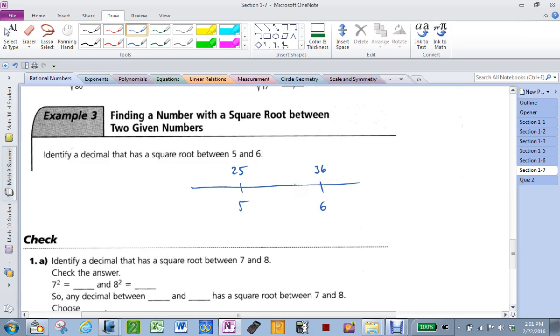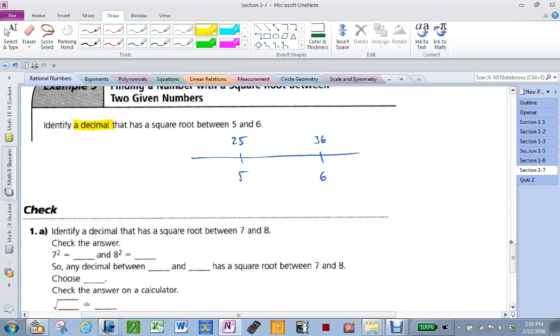Now, guys, answer me this. How many decimals are the right answer? Infinite. So any decimal between 25 and 36 will give me a square root between 5 and 6, won't it? Yes.